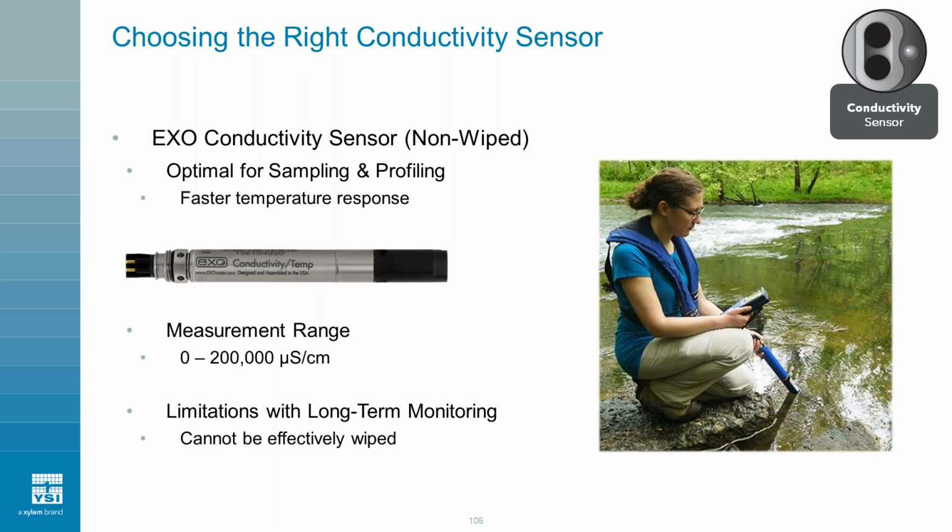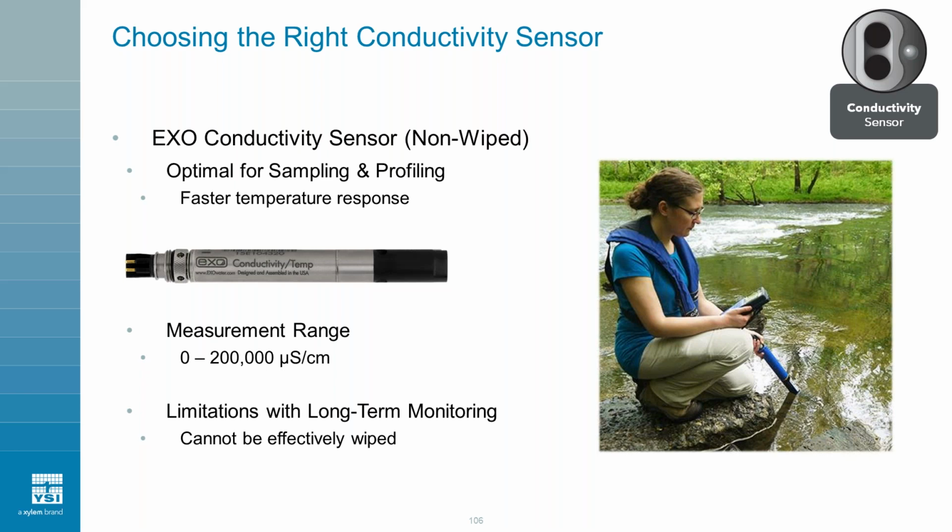So first, we have our standard or non-wiped conductivity sensor. This just so happens to be the same type of sensor that's also used on our ProDSS sampling platform. And there is a reason for that. It is a better sensor for sampling and, in particular, rapid profiling applications. This is mostly due to the built-in thermistor, which has a quicker response time than the thermistor that is embedded in the wiped sensor.